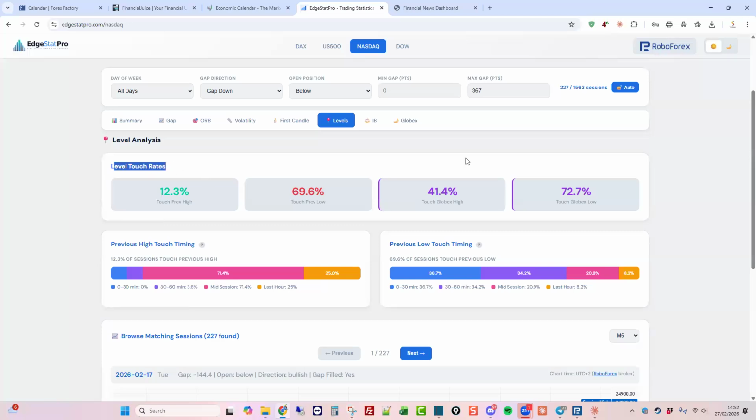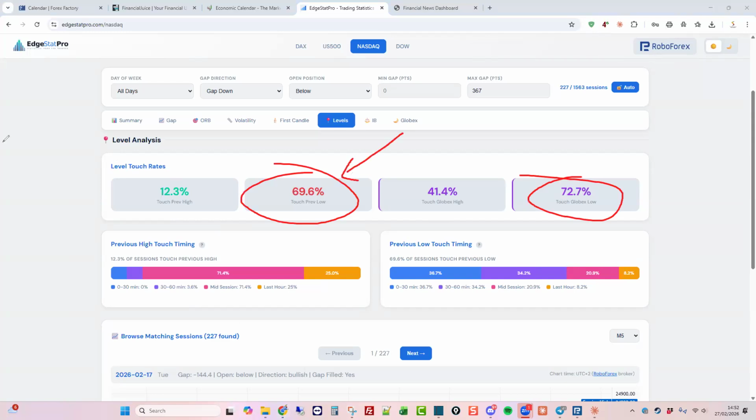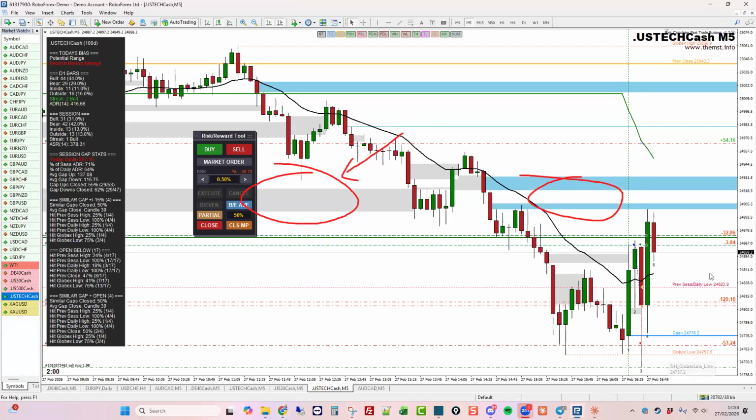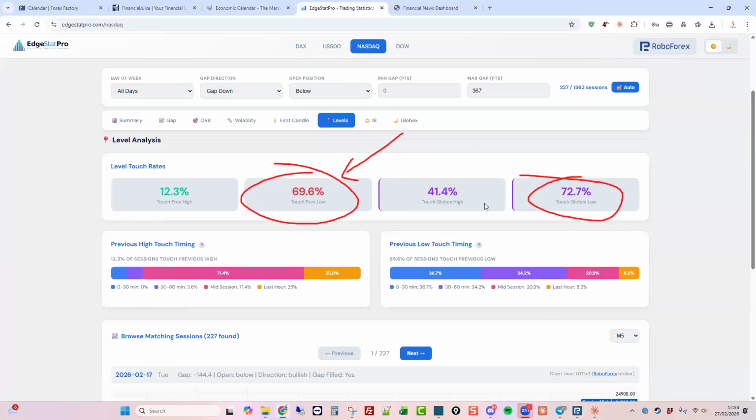Level touches, very, very simple. On days like this, how often do we touch the previous high? How often do we touch the previous low? How often do we touch the Globex high and the Globex low? With these, I would be looking for anything that is a decent probability. That one, touching the previous low, we've already done it. So there's your previous low. We hit that on the first 5-minute bar. Not really enough room to take a trade, so no good to us.